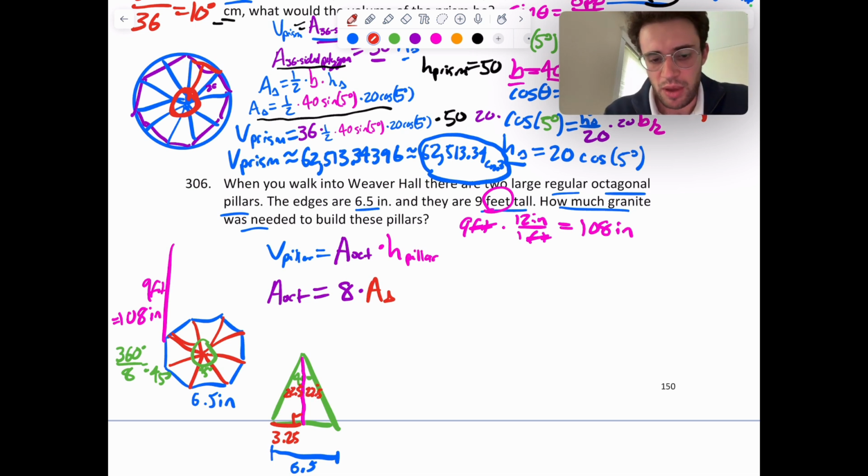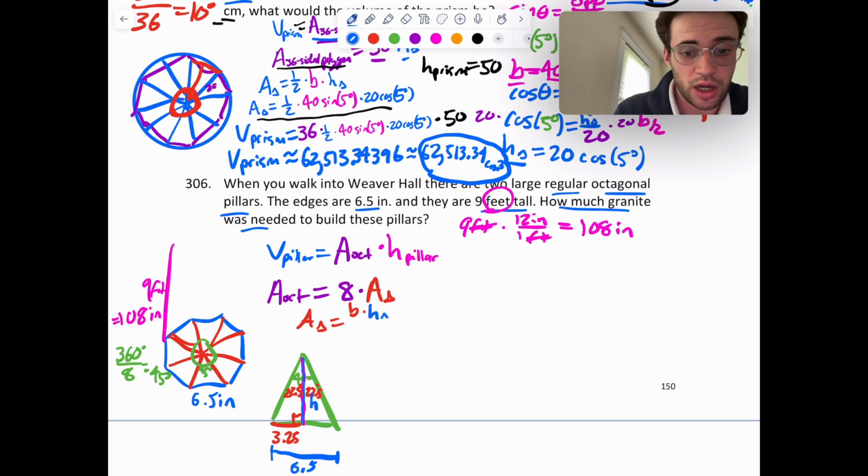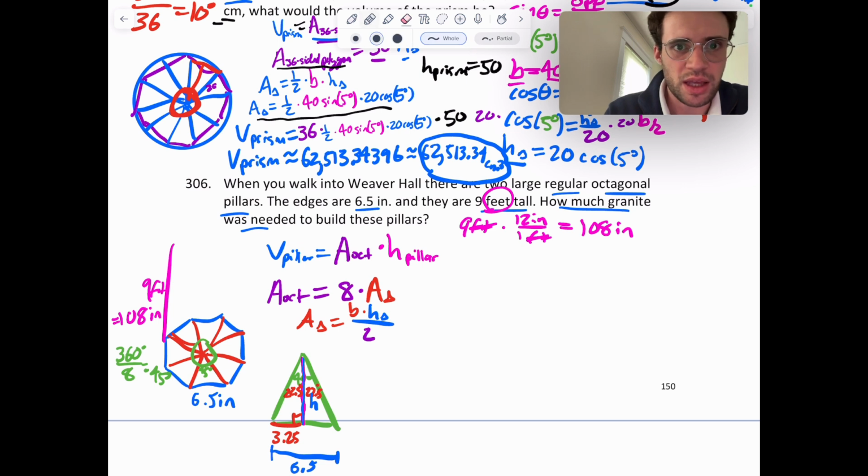Now we have the base. We don't need the hypotenuse. All we need to find is this height here, right? Because the area of the triangle is equal to this base times height of the triangle divided by 2. Base is already known, and I guess I wrote the base as if it's this 6.25, but our base is actually 6.5, right? It's the entire base.